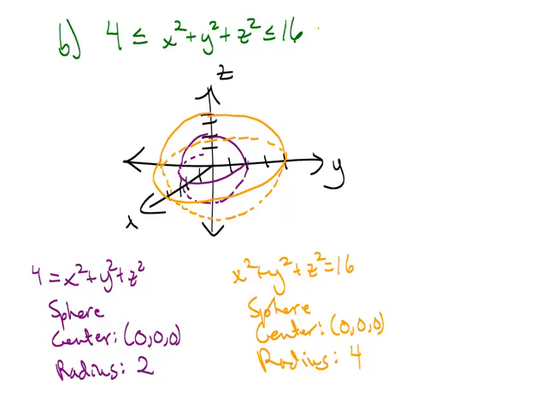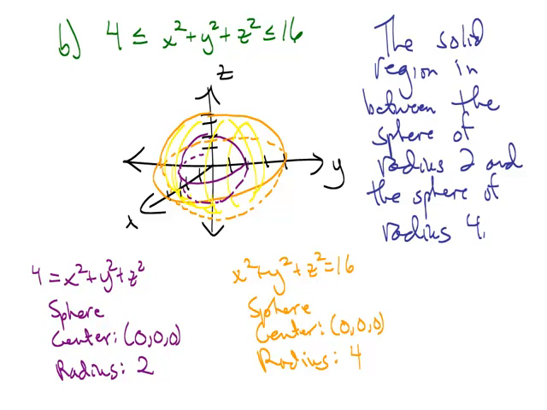And so it's again hard to see, but it's going to be kind of everything in between those two spheres. So you have basically a ball with the core removed is how you can think of that, and that's the solid that we're talking about here. The solid region in between the sphere of radius 2 and the sphere of radius 4. And with that, my friends, I think we are in good shape to tackle that first homework assignment, 9.1.